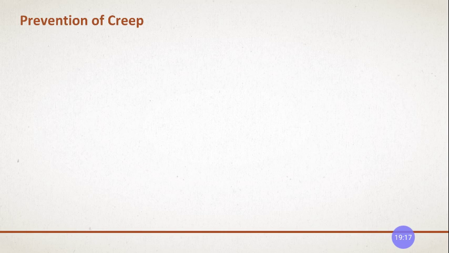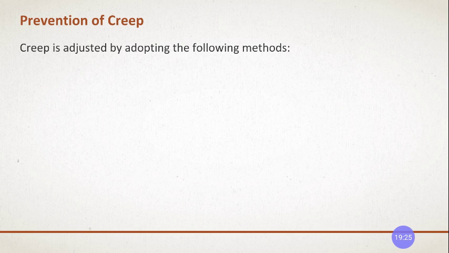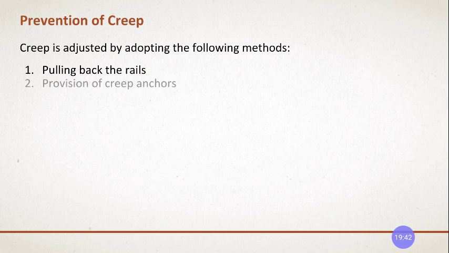Now, how to prevent this? We know how it is caused. When it is caused, what happens? Now, how to control this creep? Creep is adjusted by adopting the following methods. Pulling back the rails: we have to pull the rails back, and you have to do it monthly. You have to check whether there is any creep and do it. Otherwise, it will cause a huge problem for you.